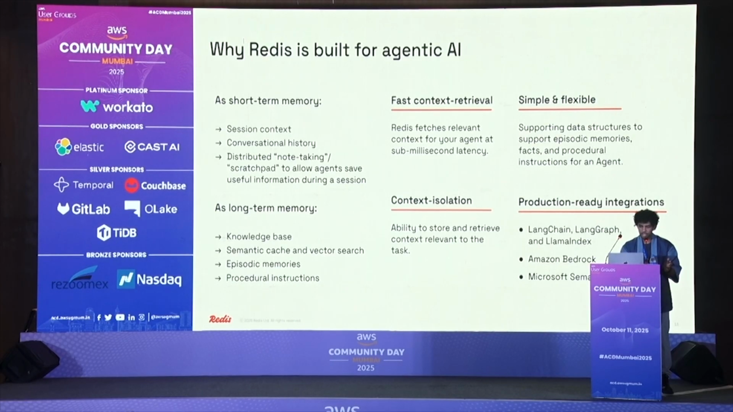Immediate context, what's happening right now in this conversation, and historical context as well. Redis makes this context available to your AI agents in very, very fast time, in almost real time. With Redis providing your sub-millisecond context, your agent can make informed decisions really, really fast, okay?